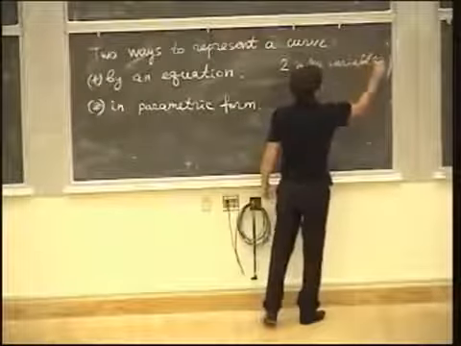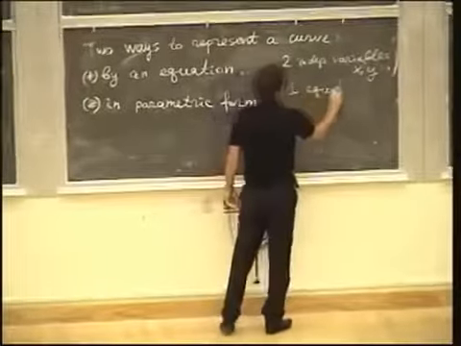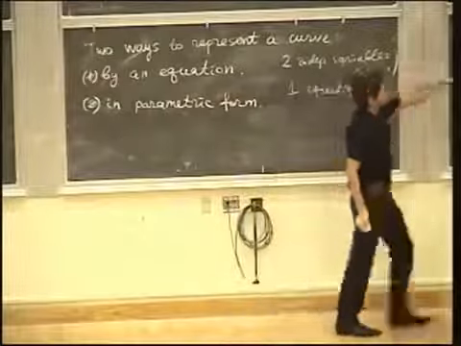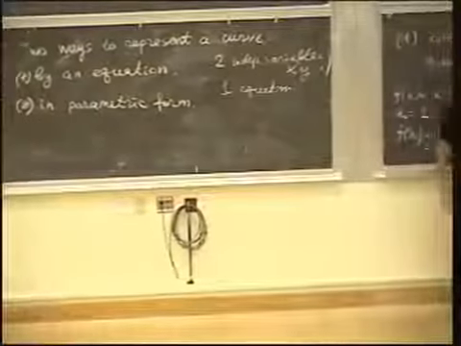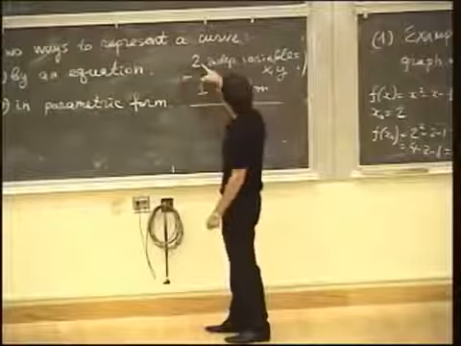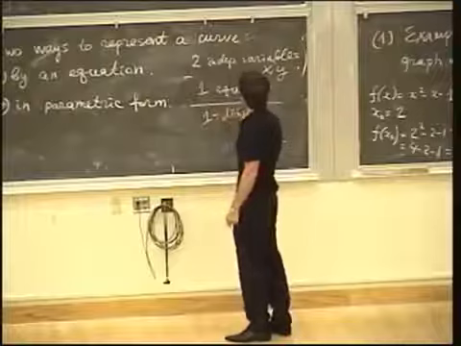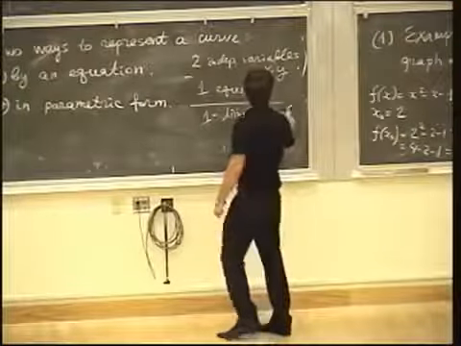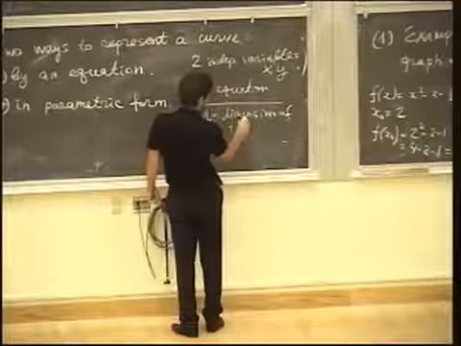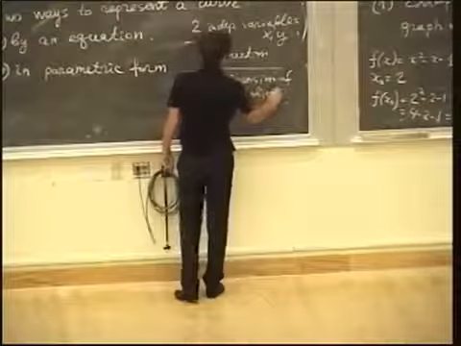namely x and y, and I have one equation, right? This. I only have one equation. So the dimension of the object I get is the difference between the two. This is the dimension of the object that I get. So it is indeed a curve. And this is a general rule.